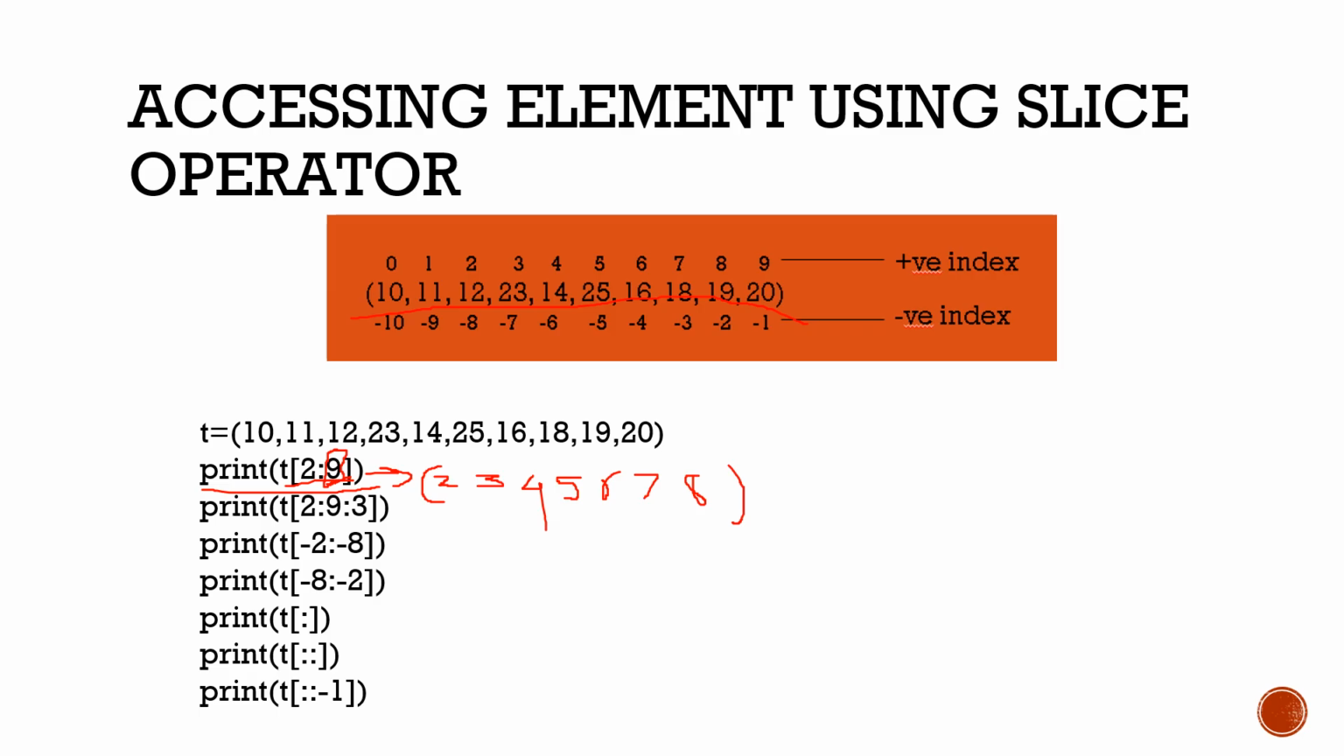Right? So tell me which elements are present at 2nd position? 12. At 3rd position? 23. 4th position 14, 5th position 25, 6th position 16, 7th position 18 and 8th position 19. So what is the output for the first line? 12, 23, 14, 25, 16, 18, 19 within parenthesis, because here I want to retrieve the values from the tuple. Right? Now look at here, the second one.